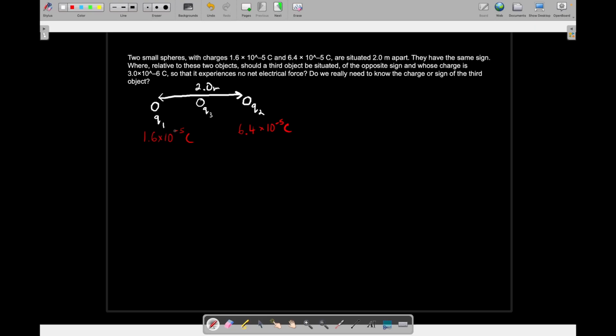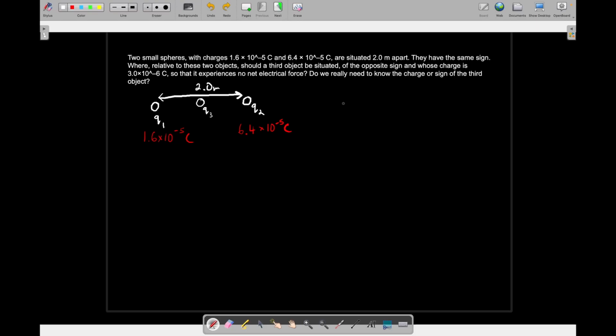Now let's start formulating the equation. Essentially, the net force on Q3 is going to be 0 newtons. Therefore, the forces on either side must be equal in magnitude to be able to cancel out. So there would be a force this way and a force that way, opposite direction, equal magnitude, therefore they cancel out.